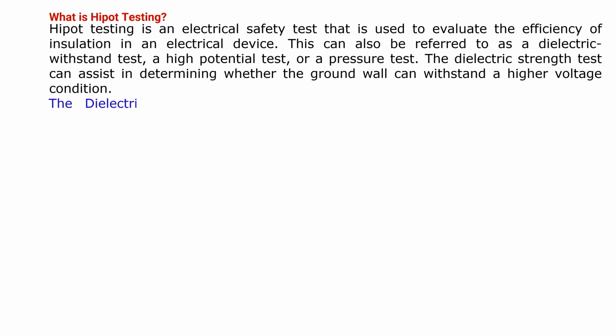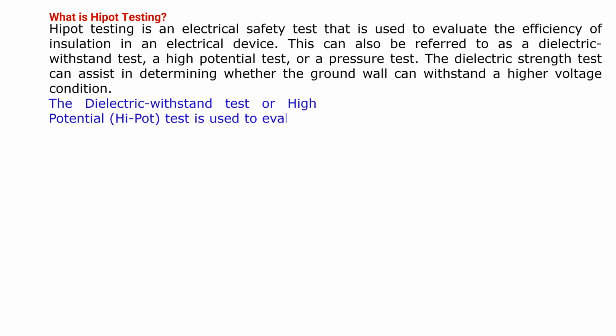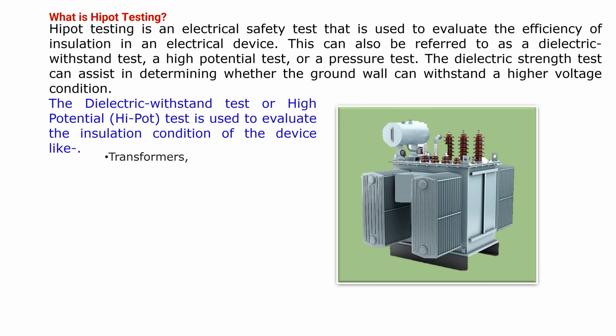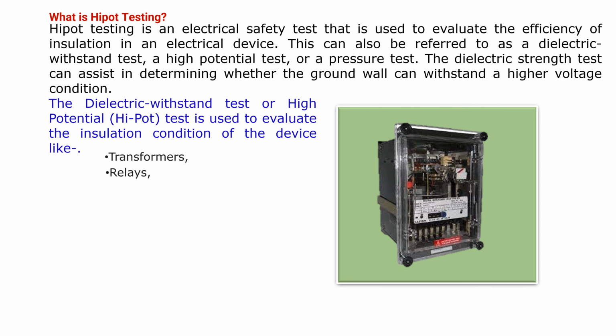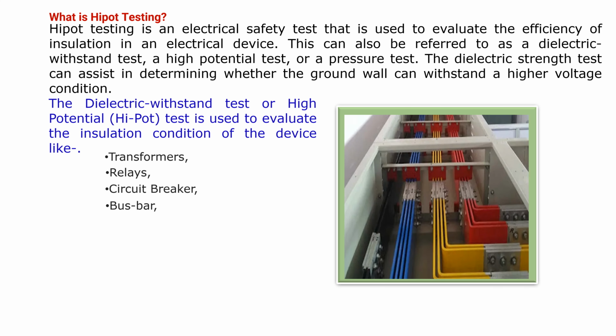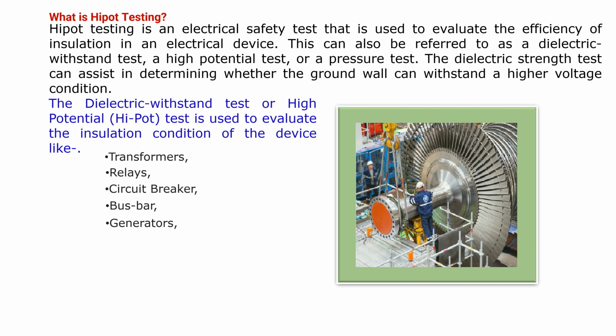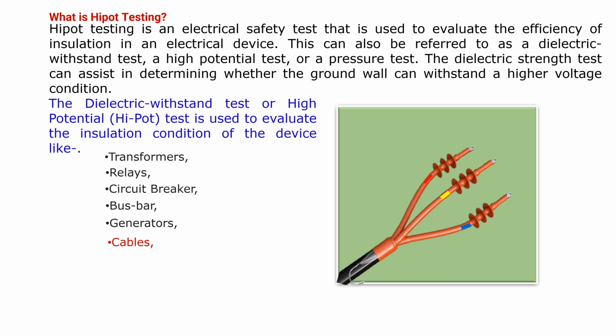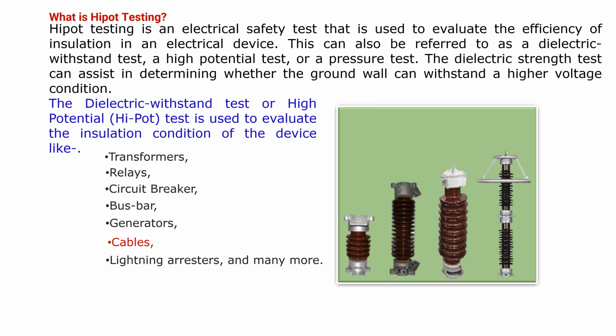The dielectric resistance test or high potential Hipot test is used to evaluate the insulation condition of devices like transformer, relays, circuit breaker, bus bar, generators, cables, lightning arrestor, and many more.